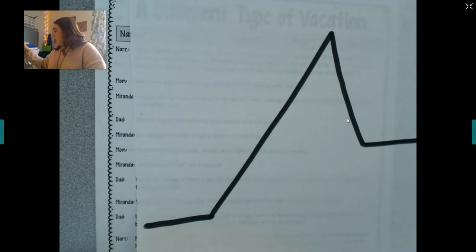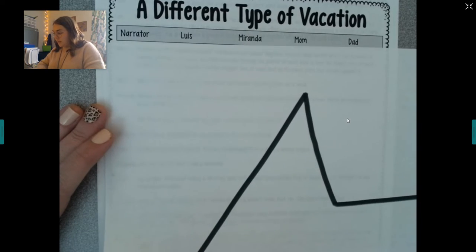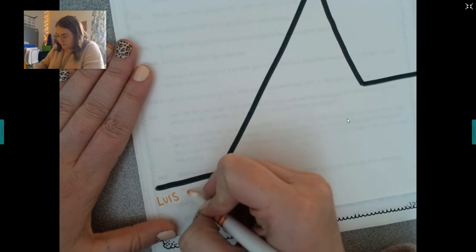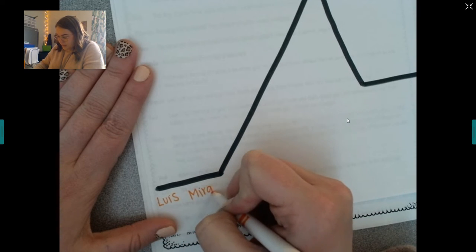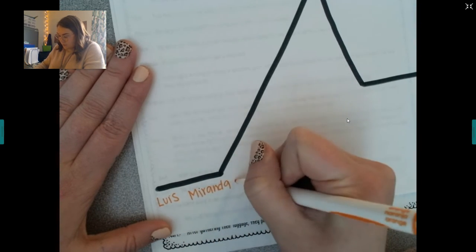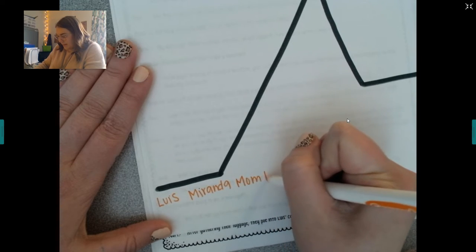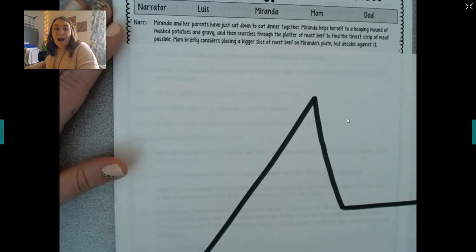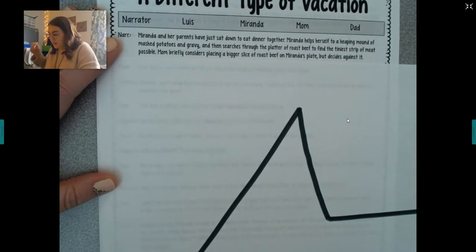So let's start off with characters. In this story, it's called A Different Type of Vacation. We're going to have a narrator, but we're also going to have Lewis, Miranda, Mom, and Dad. Now I'm going to read right here where the narrator says something, and I'm going to figure out what my setting is.